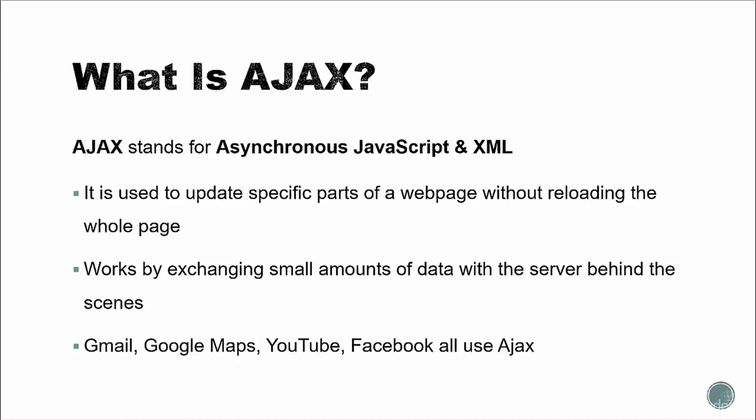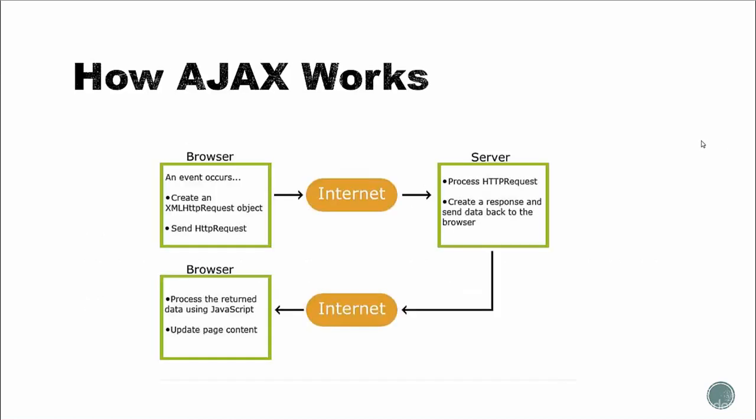In fact, JSON or JavaScript Object Notation is used much more with AJAX than XML is, at least at this time. So AJAX is used to update specific parts of a web page without reloading the whole page. And it works by exchanging small amounts of data with the server behind the scenes. Okay, so it can make HTTP requests without having to refresh the entire page. Alright, applications like Gmail, Google Maps.